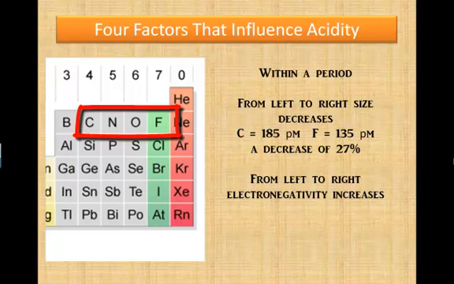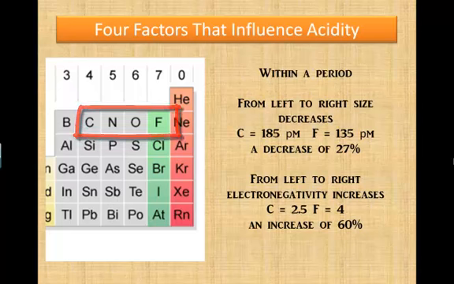Remember that from left to right, our electronegativity increases. And if I consider those same four atoms, carbon to fluorine, carbon has an electronegativity of 2.5. Fluorine has an electronegativity of 4. This represents an increase in electronegativity of 60% across those 4 atoms.